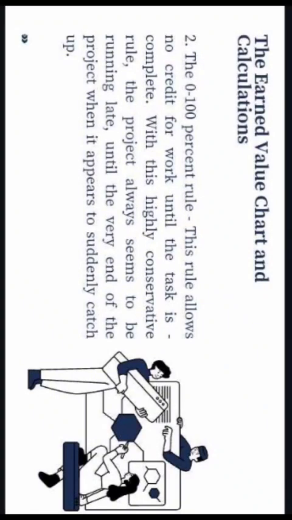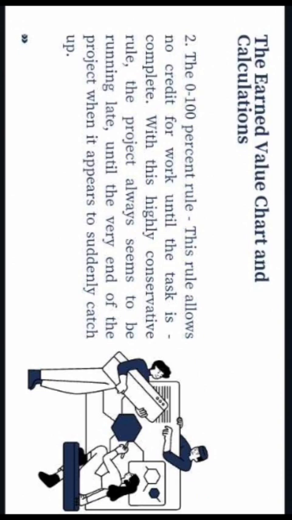The 0 to 100% rule. This rule allows no credit for work until the task is complete. With this highly conservative rule, the project always seems to be running late until the very end of the project, when it appears to suddenly catch up.